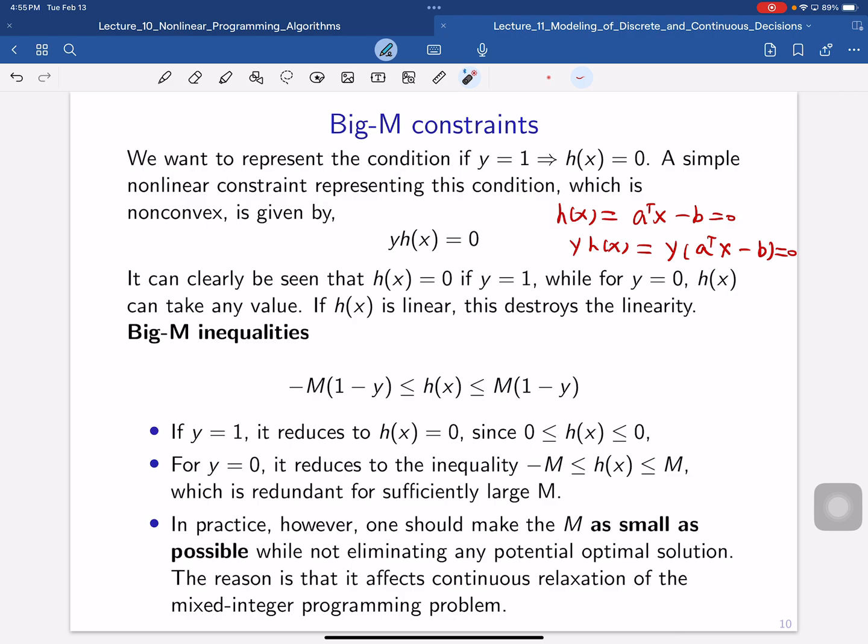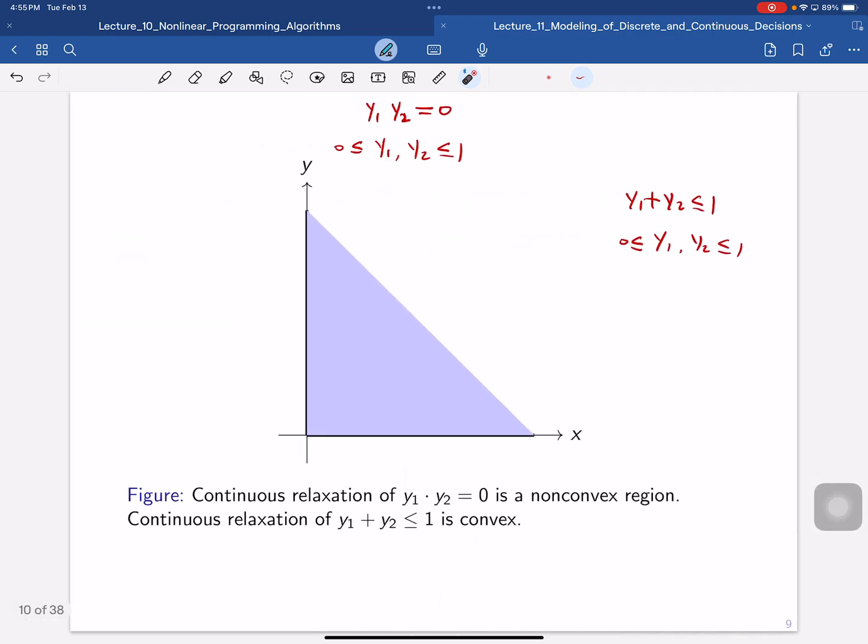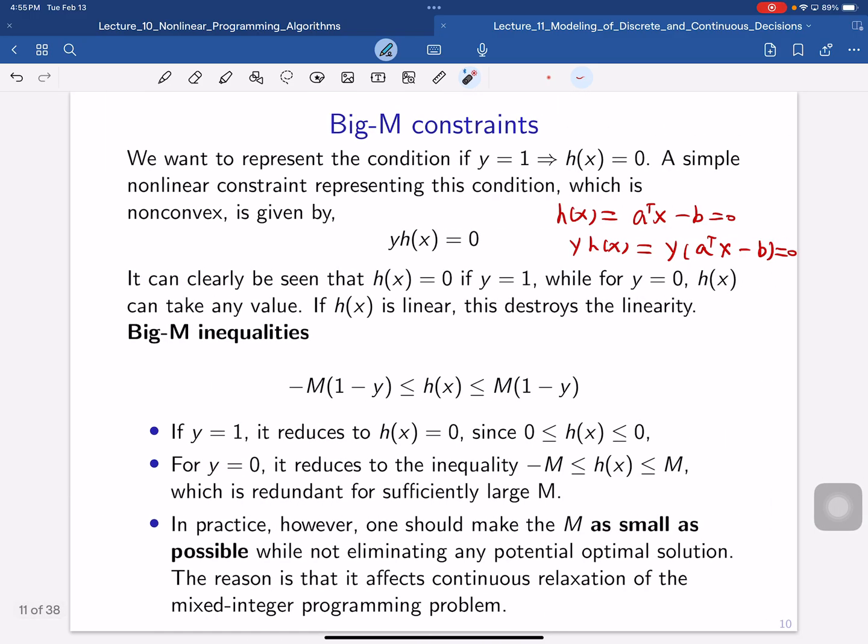So if you take the continuous relaxation of this problem, even though y is binary, its continuous relaxation is between 0 and 1, right? Just like the previous slides, we don't like a continuous relaxation that is non-convex. It's the same logic here. We do not want this continuous relaxation to be a non-convex region. So to avoid this non-convexity, we will introduce something called big M constraints.